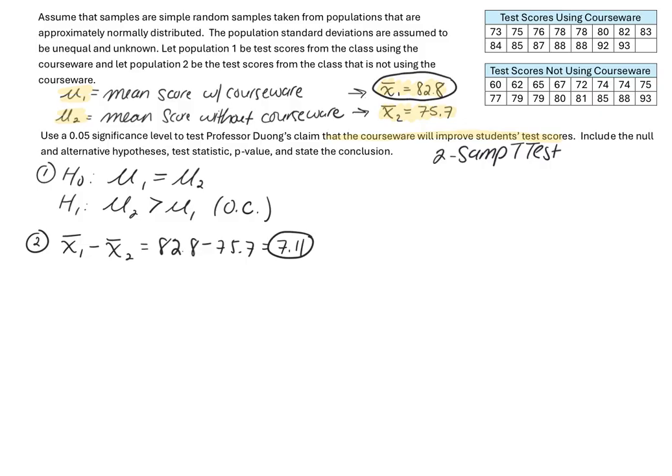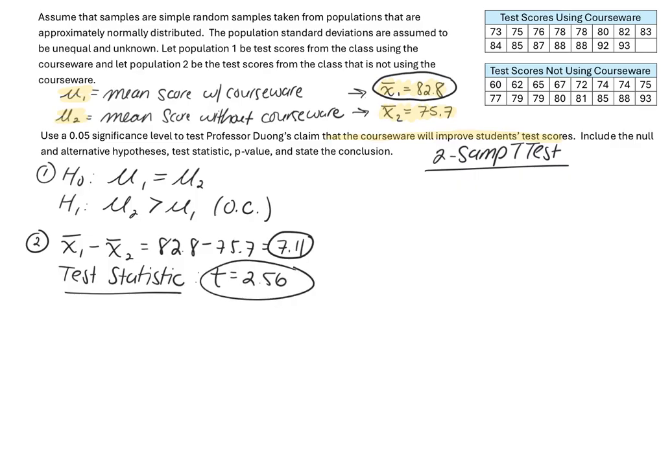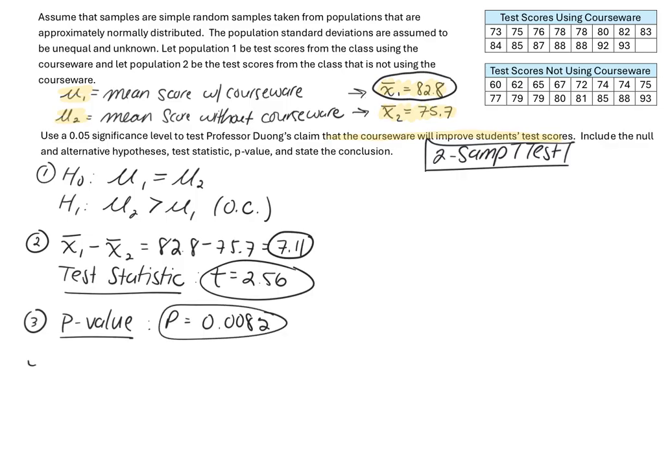So what we're going to do here is calculate that test statistic. You can use formulas for this, but if you're using the two-sample t-test on your calculator, it will give you that t-score, which is 2.56. So using this test statistic, we can calculate its corresponding p-value. And again, if you're using the two-sample t-test function on your calculator, it will give you that p-value as 0.0082.